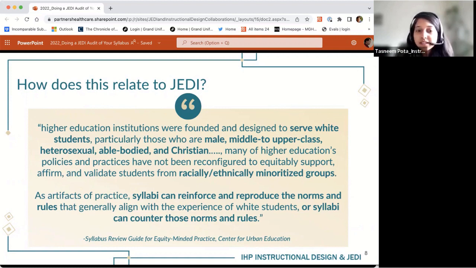For racially and ethnically minoritized students who have experienced exclusion, marginalization, discrimination, and oppression in educational settings and elsewhere, the syllabus can be used as a tool for equity-minded practices. Together we will be going through six equity-minded practices in today's seminar. Next slide.